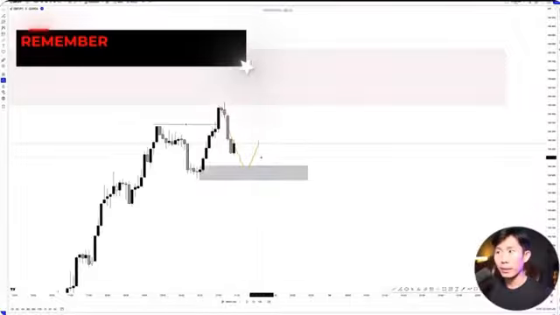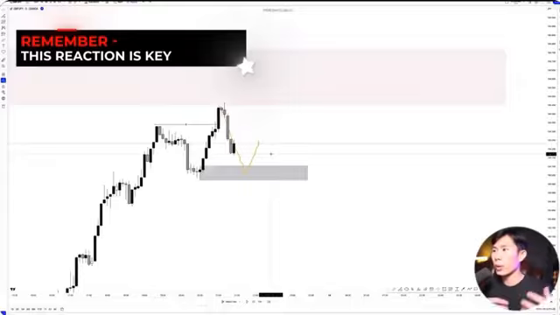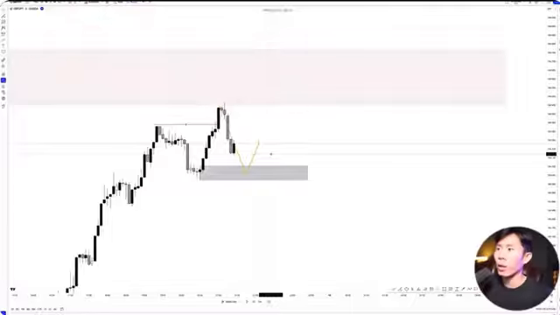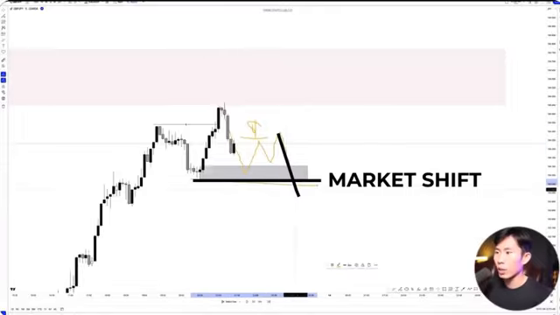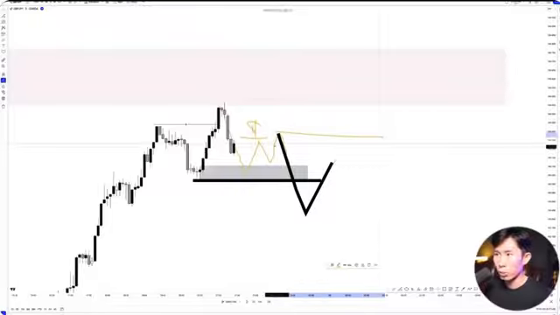Okay, remember this reaction is key. Without this reaction, we cannot tell that there's actually a flip zone. So once we actually get a failed reaction, that is where we wait for price to sweep the available liquidity above this high right here. Before we get that real move, price comes down, potentially creates a market shift, and then we are just waiting for price to pull back to this flip plus sweep zone, and then we get our entry right there.